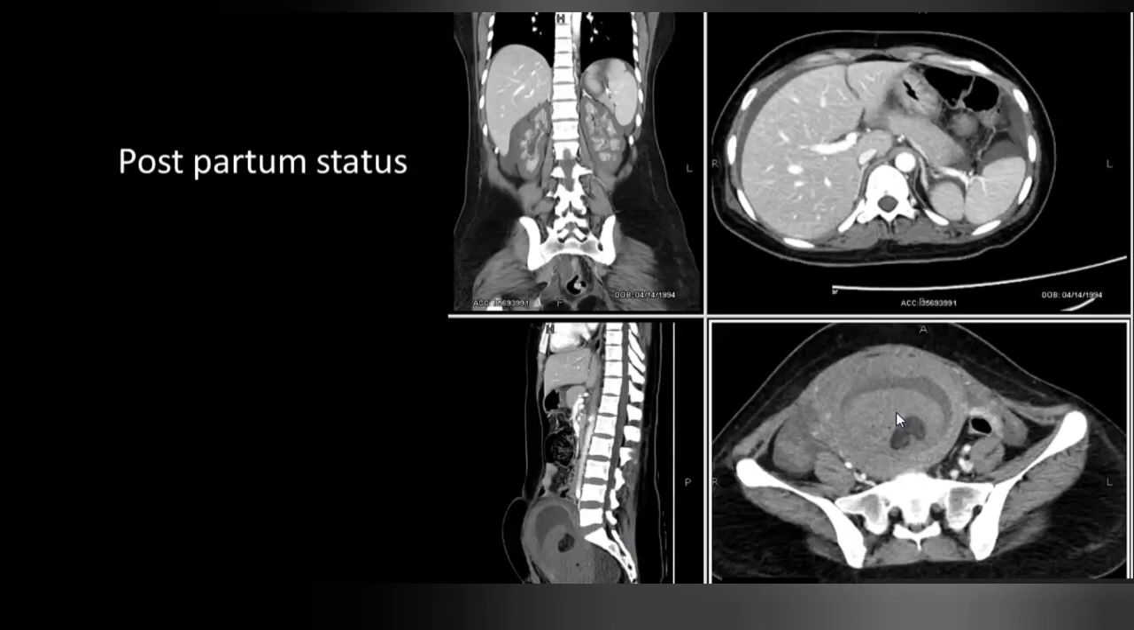This was due to the blood clot and enlarged uterus. We also see some fluid surrounding this blood clot as well. So postpartum status, enlarged uterus with the blood clot, fluid, and resulting in acute cortical necrosis.